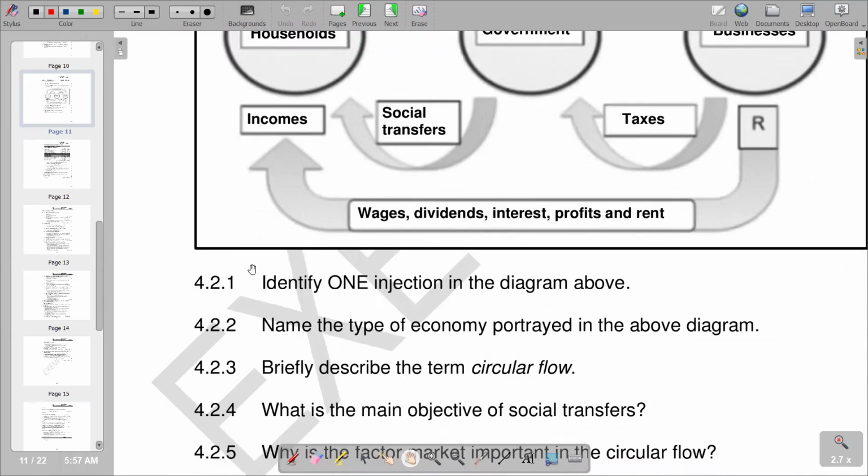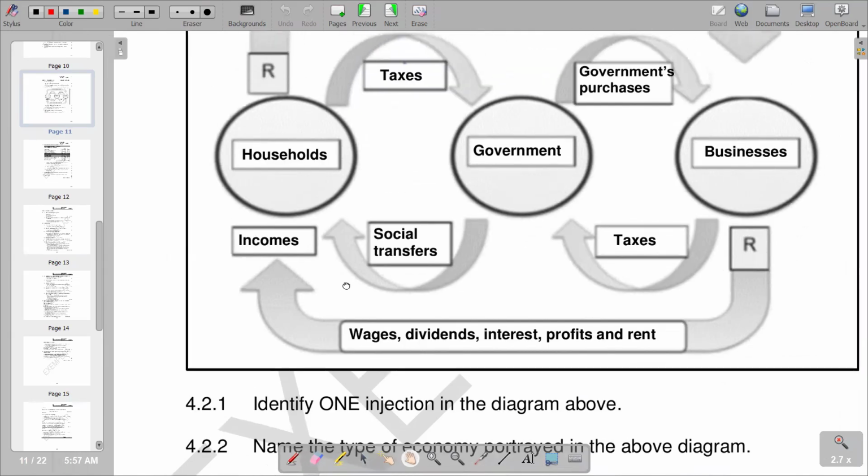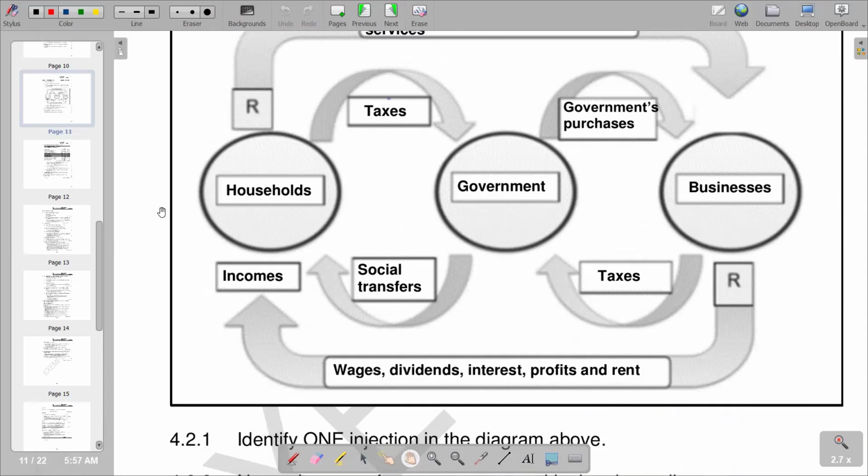Name the type of economy portrayed in the above diagram. So obviously, the type of economy is either a closed economy or an open economy. A closed economy is an economy which is not engaging the foreign sector, whereas an open economy engages the foreign sector. So if you check there, we do not have a foreign sector being represented. So it means it is a closed economy.